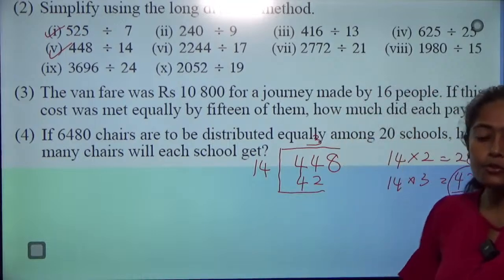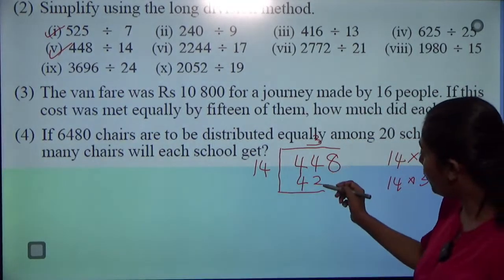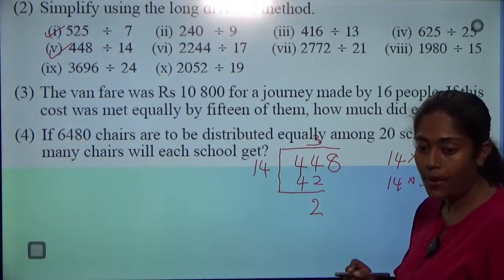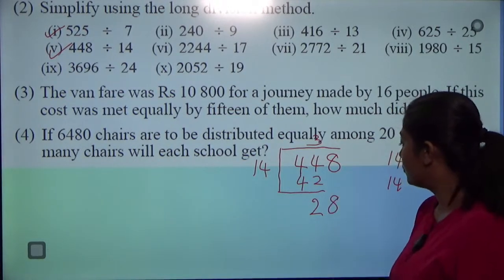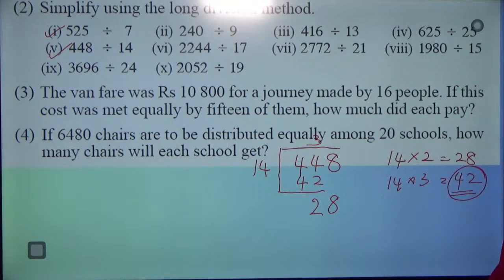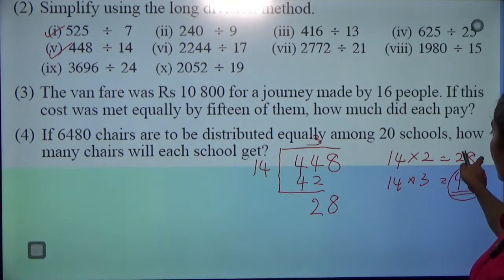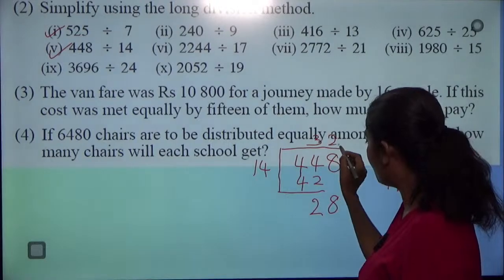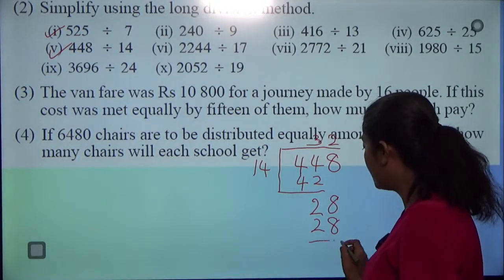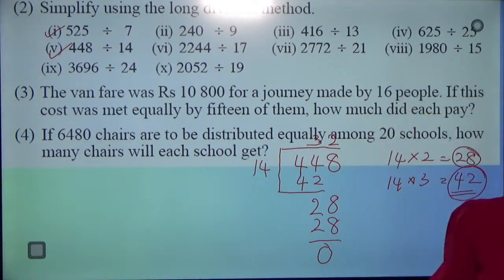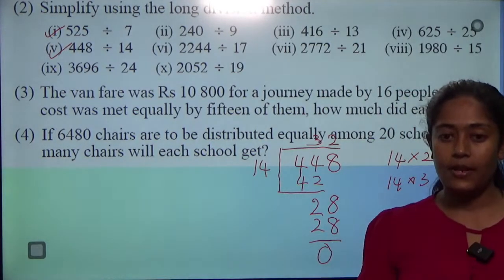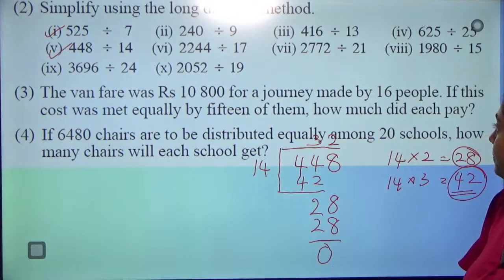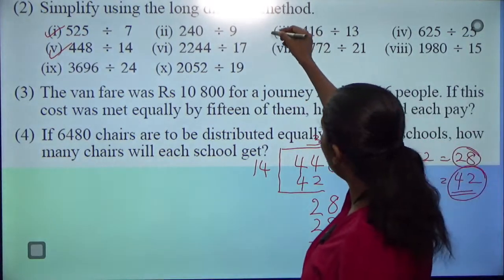Now you have to subtract these values. 4 minus 2, answer is 2. Then take this 8 down next to the 2, altogether 28. Now how many 14s are there in 28? 2, no? Then 14 into 2, 28. Then the remainder is 0. Quotient is 32. Okay. Yes, teacher. Do that one, and next do this one.